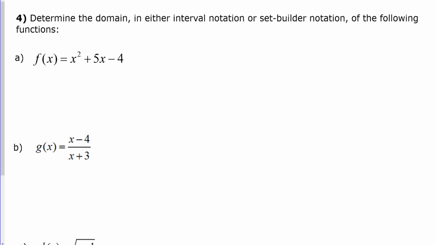Determine the domain in either interval notation or set builder notation of the following functions. So for a, we have x squared plus 5x minus 4.